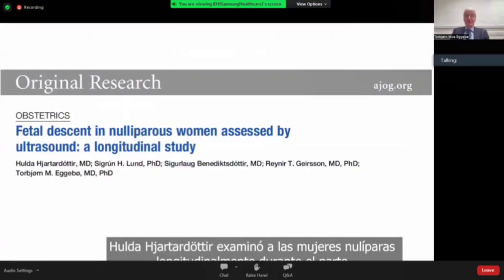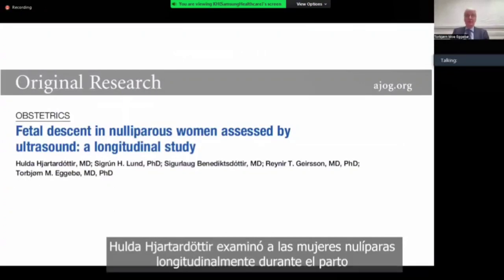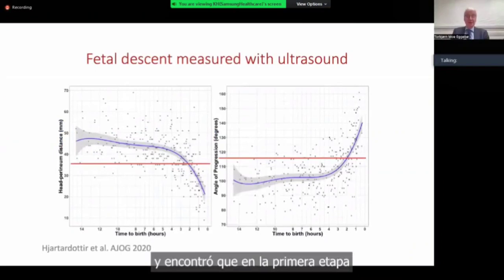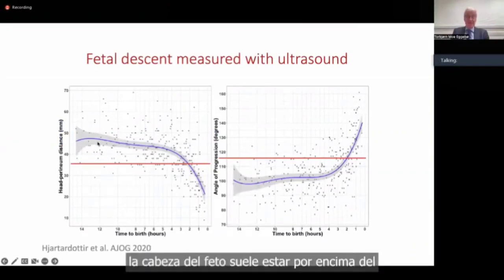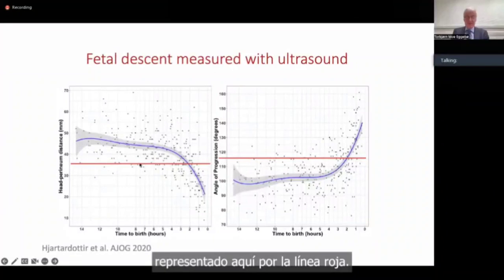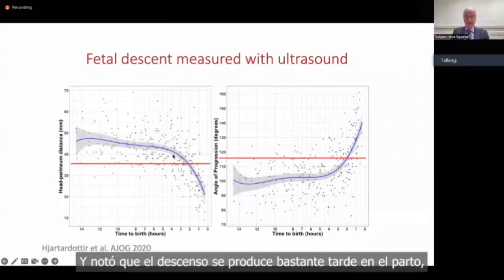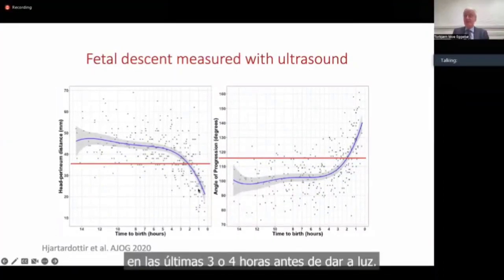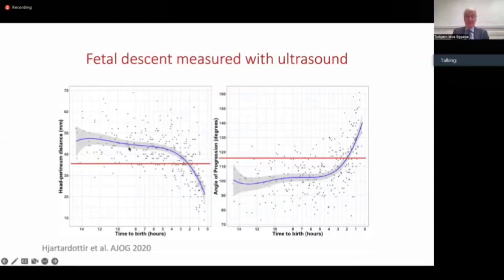Hjartardottir examined nulliparous women longitudinally during labor, and she found that in the first stage, the fetal head was usually above the mid-pelvic plane, represented here by the red line, and observed that the descent occurs rather late in labor, the last 3 to 4 hours before delivery.